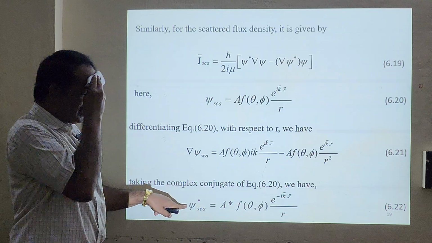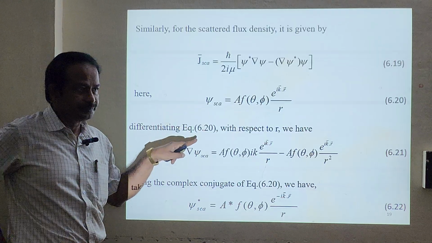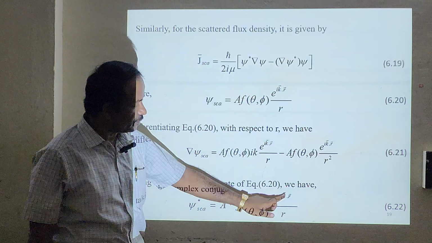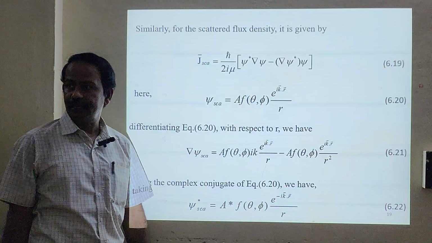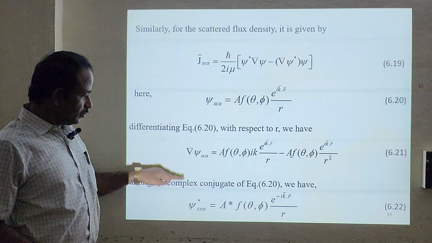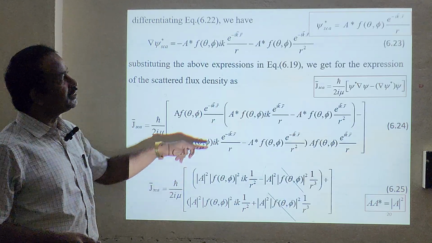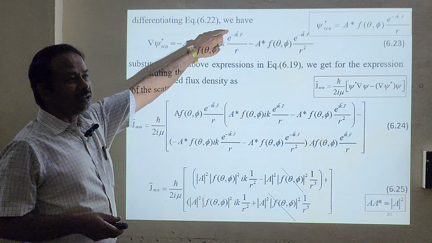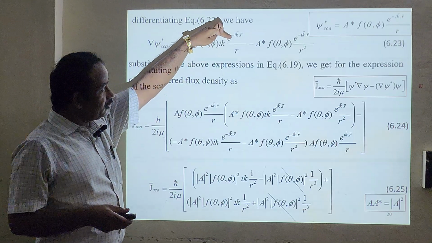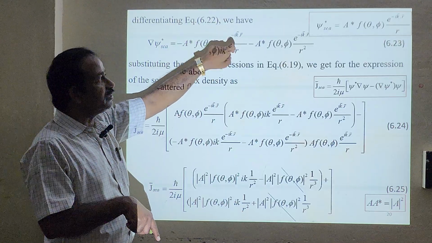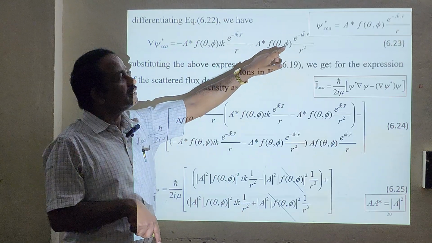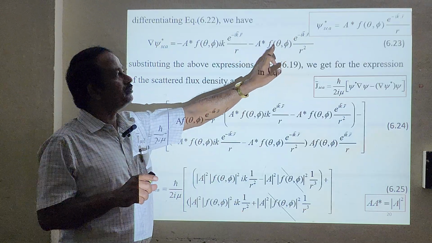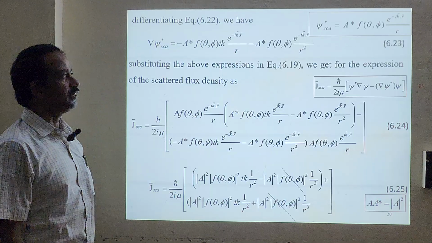Similarly, go for psi star scattering. Just take the complex conjugate of this. So a star, that will be exactly like this. e power ikr becomes e power minus ikr. That's all. Now we'll have to differentiate as usual, the same equation. We differentiate the numerator keeping the denominator constant, and we have got the first expression. And the second one is where we have differentiated the denominator keeping the numerator constant. So we have obtained the second term in equation 6.23.